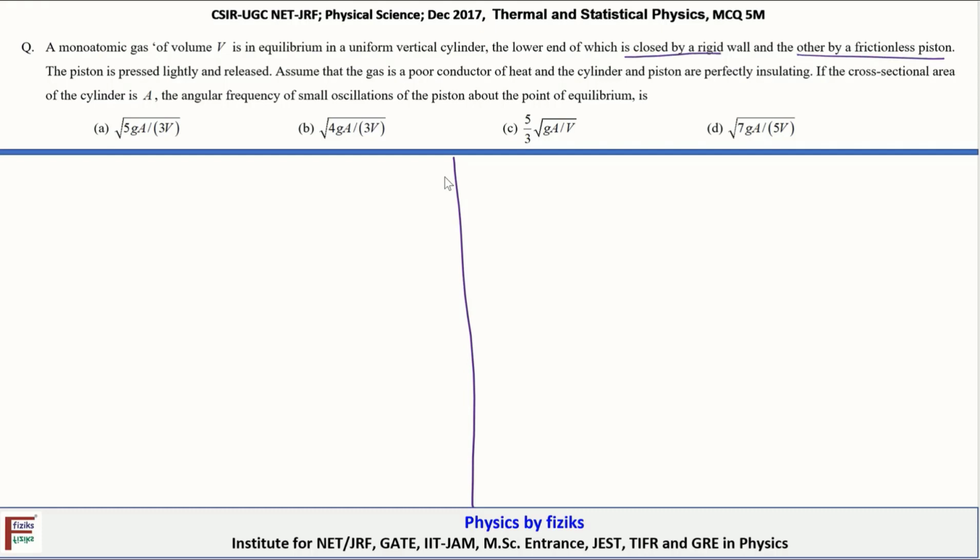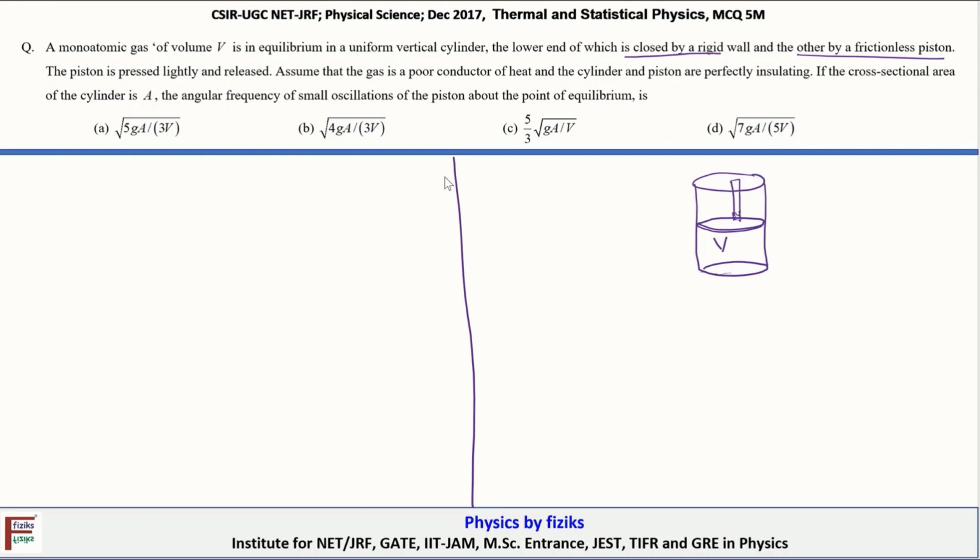So let's draw the situation first. We have a gas which is confined in a cylinder, something like this. This is our piston here, and let's say this is the initial equilibrium situation. This is the handle basically. Let's say its volume is V. Now this is a rigid wall at the base, and this is the piston.